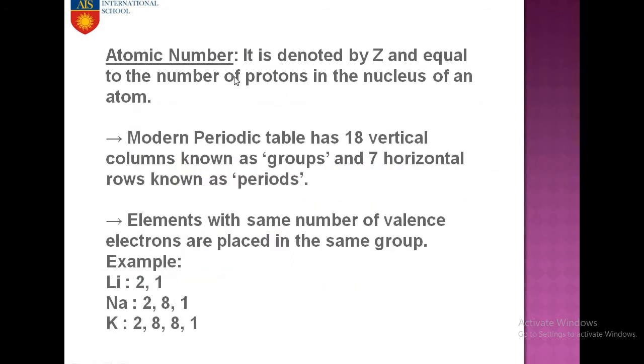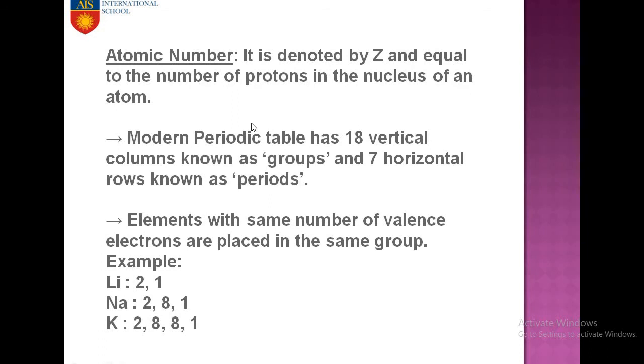Now, what do you mean by atomic number? I already told you it is the number of protons present in the nucleus of an atom. It is denoted by Z, and mass number is denoted by A. So protons and neutrons collectively, what are they known as? Nucleons.